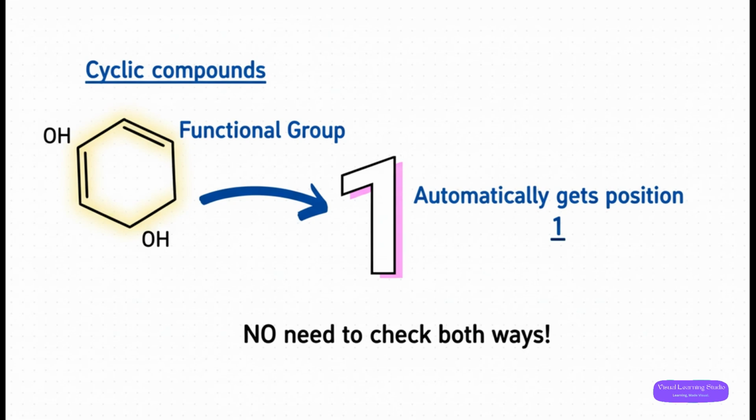And hey, speaking of making things easier, here's a huge shortcut for when you see those ring structures, those cyclic compounds. If you see a functional group attached to the ring, guess what? The carbon it's attached to is automatically carbon number 1. No questions asked. You don't have to number it both ways or anything. It's a freebie. It instantly makes the problem simpler.